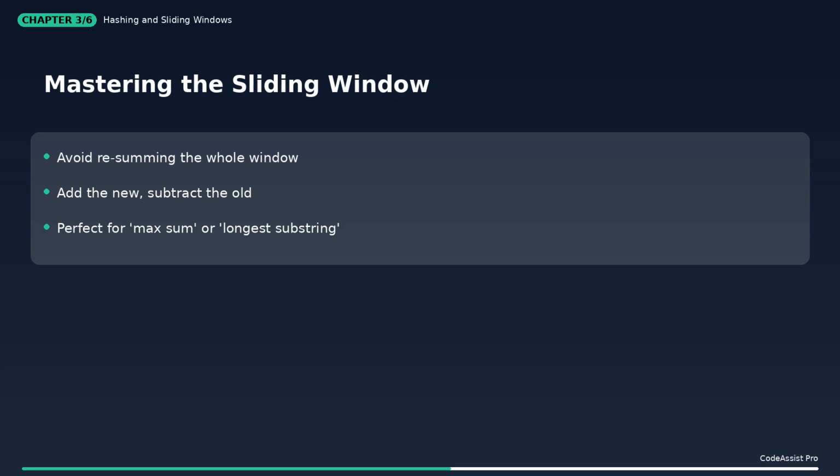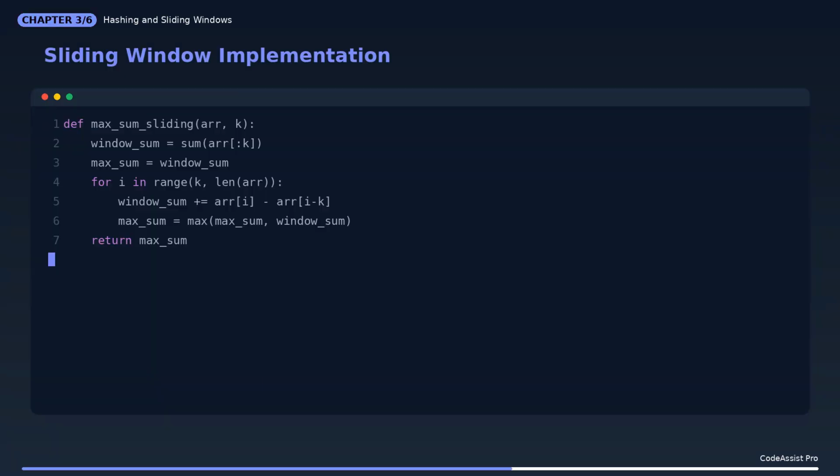Check out line 5. That single operation, adding the new and subtracting the old, replaces an entire inner loop. It turns a potential O(n × k) solution into a clean O(n). Pause for a second. How would this behave if the array was empty? Always consider those edge cases.